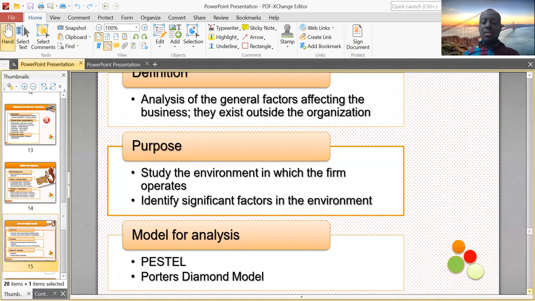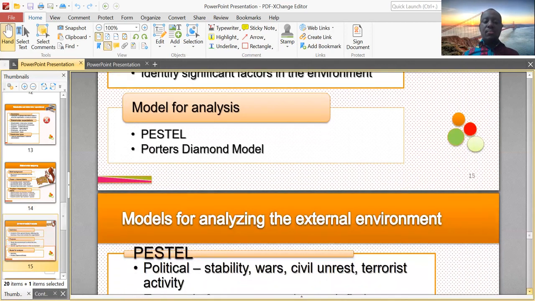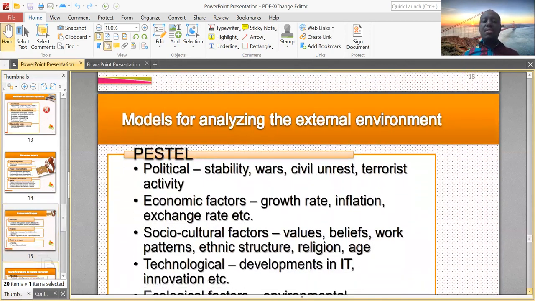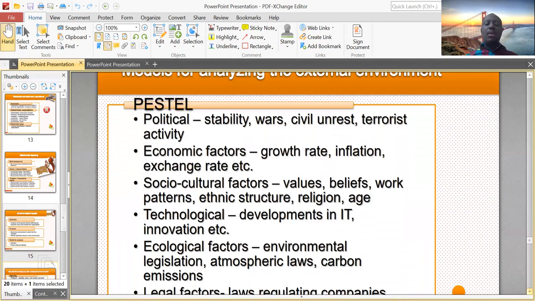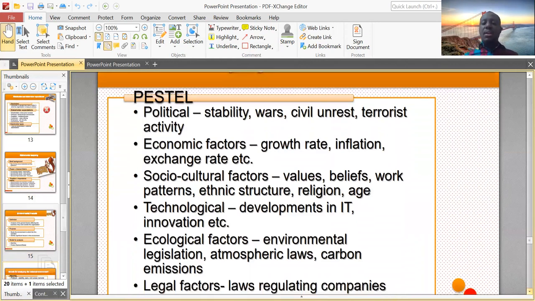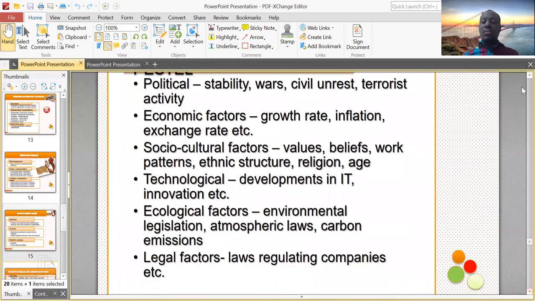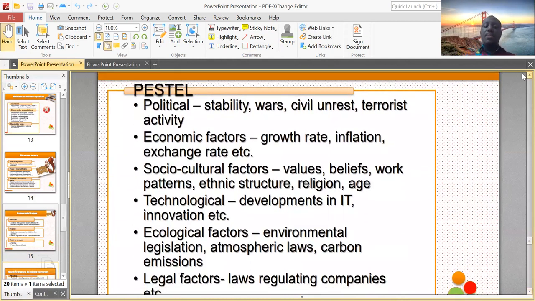So let's talk about the PESTEL model first. The PESTEL is just an acronym for political, economic, sociocultural, technological, ecological, and legal. That's what the PESTEL is all about. So you have all these factors affecting you in the external environment. That's quite interesting. It helps you to know that your business is being influenced by these forces.